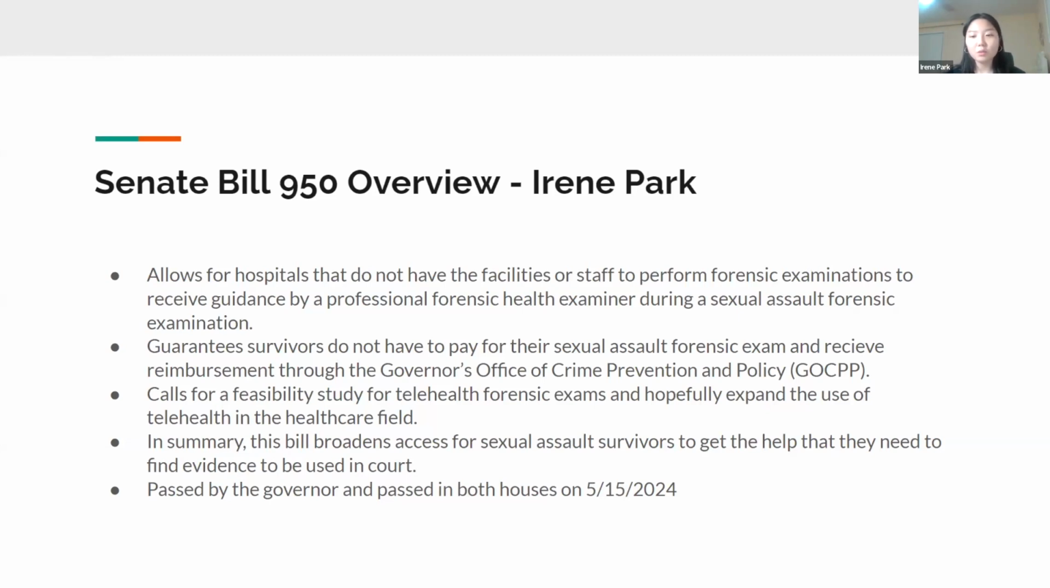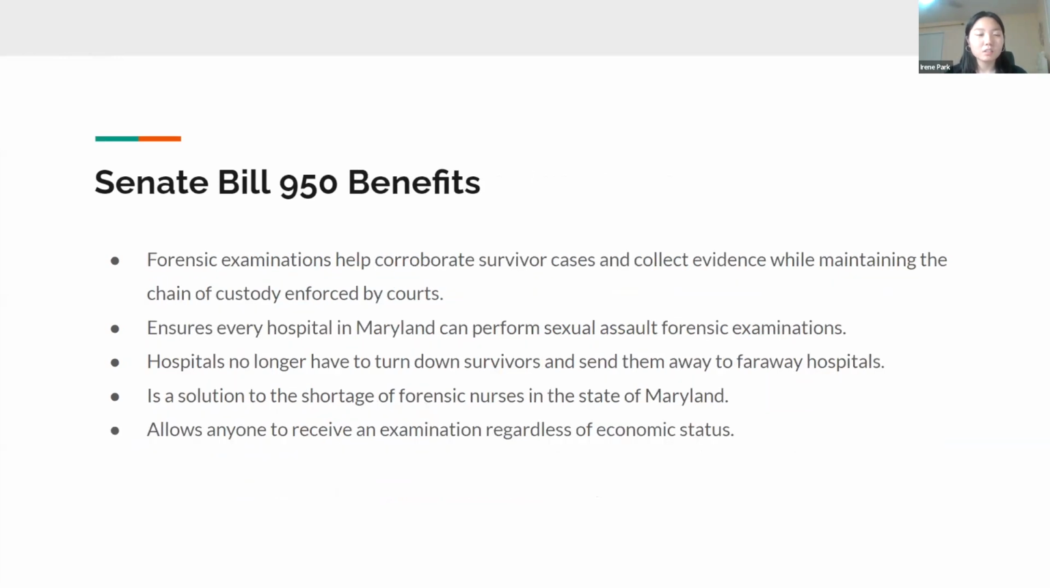And to be a little more specific, telehealth in this bill is defined as any use of interactive audio, video, or other telecommunications or electronic technology by a forensic nurse examiner. And that was taken directly off of the Maryland General Assembly bill website. Some benefits of this bill are that first, the forensic examinations help corroborate survivor cases and collect evidence while maintaining the chain of custody that's enforced by courts.